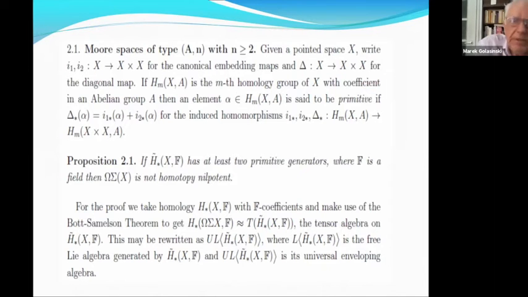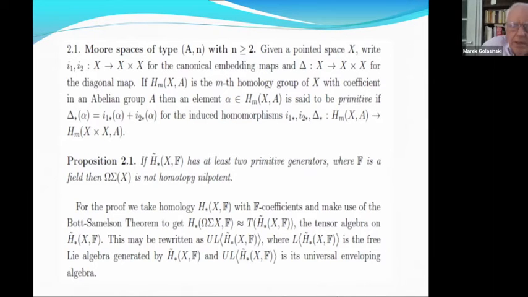Okay, so using this notation, we have the following result. Now consider reduced homology of X with coefficients in a field. The proposition is: if the reduced homology of X with coefficients in the field F has at least 2 primitive generators, where F is a field, then it means that the loops on the suspension of X is not homotopy nilpotent.